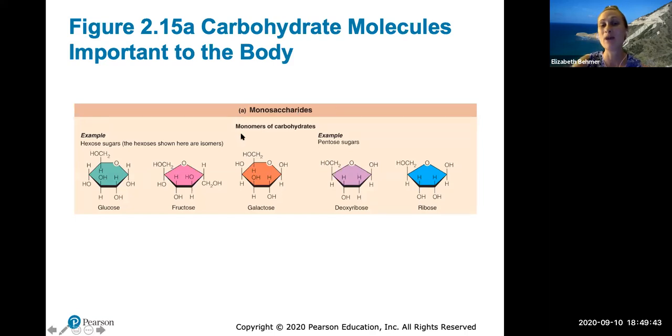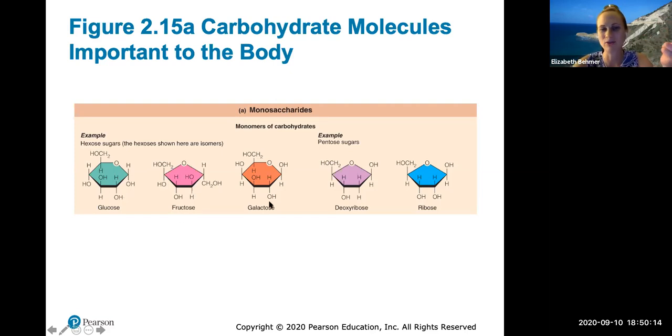So these are monomers of carbohydrates, meaning these are single molecules. These are glucose, and glucose has 6 carbons in a ring. Fructose will have 5 in the ring. Galactose, or no, they'll all have 6 here. The hexoses are shown as isomers, meaning it shows just how they're arranged in space. And the pentose sugars are seen here. You don't need to know pentose and hexose. Just know that glucose is an important monosaccharide.